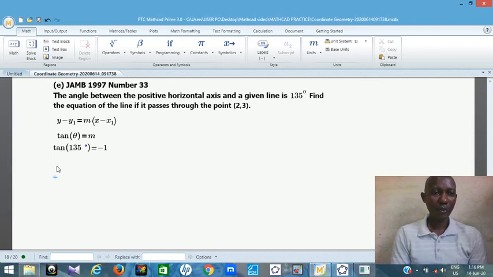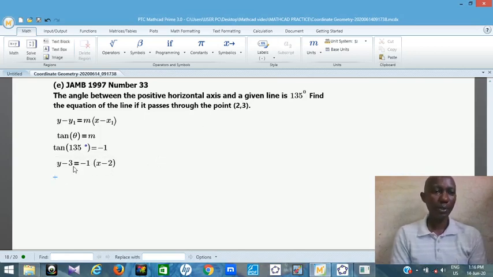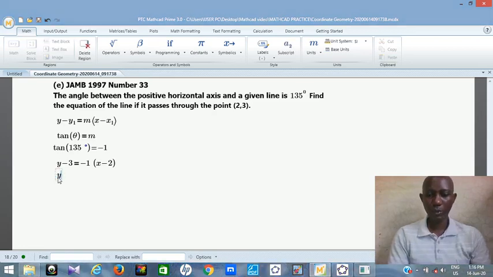So if the gradient is minus 1, then my equation of the line will now be y minus y1, which is 3, equals the gradient, minus 1, then open bracket x minus x1, which is 2, x minus 2. Then put the equation in the general equation form. So y minus 3 equals, you open your bracket, minus x plus 2. Then take everything to the other side. So that is the end of the question.